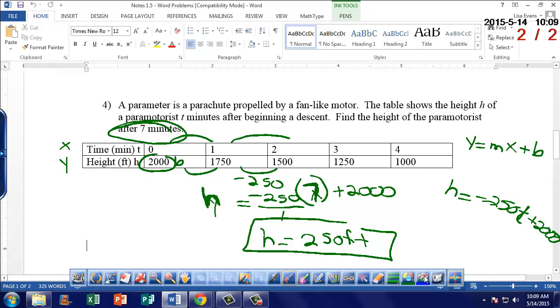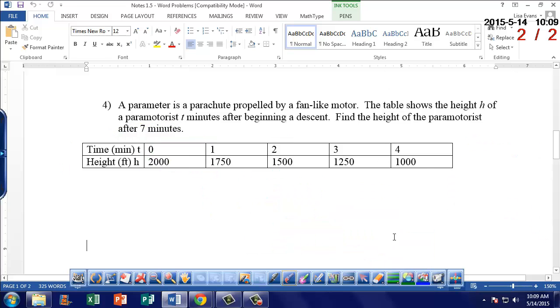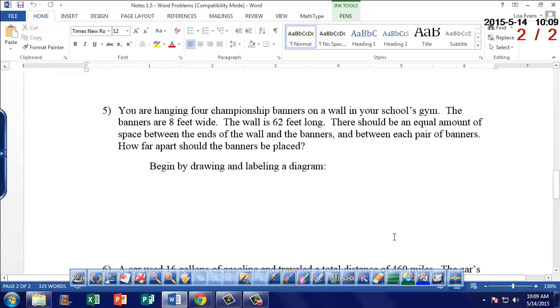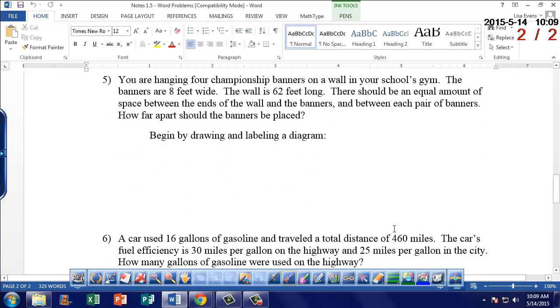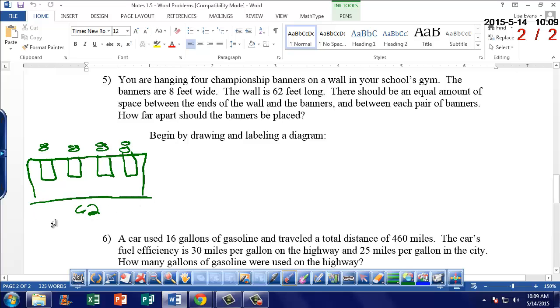Okay, next problem. Draw a picture when you need to. You are hanging 4 championship banners on a wall in your school's gym. So let's draw a gym. So we have a wall. This is our gym. We're hanging 4 banners. 1, 2, 3, 4. The banners are 8 feet wide. So we have all these 8s. The wall is 62 feet long, so the whole thing is 62 feet.